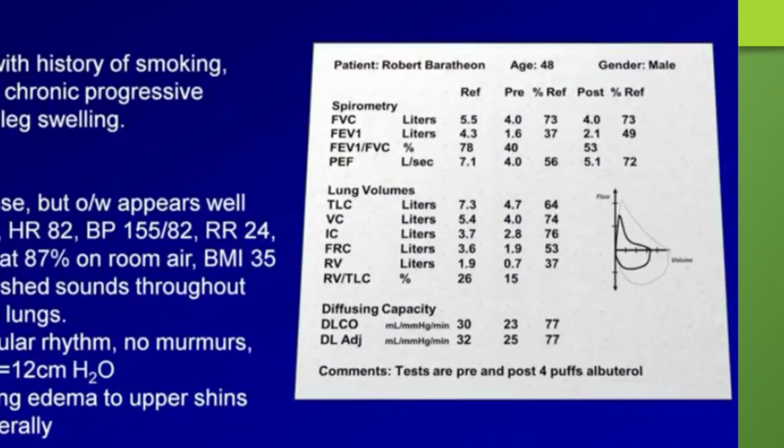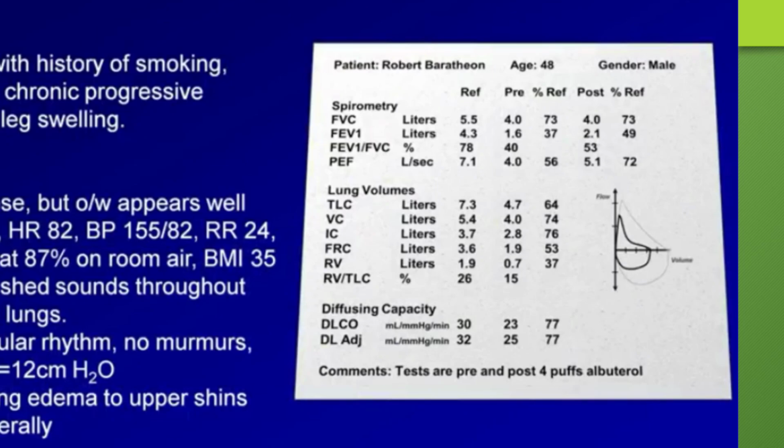Here, first see the FEV1/FVC ratio. It is less, 37% of the predicted value. Now FVC is 73%, so FVC is almost normal. Now come to the total lung capacity. Total lung capacity is also less, it is 64%. And you can see there is a coving pattern in the flow volume loop.